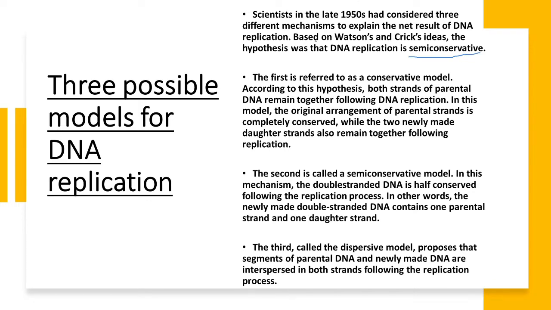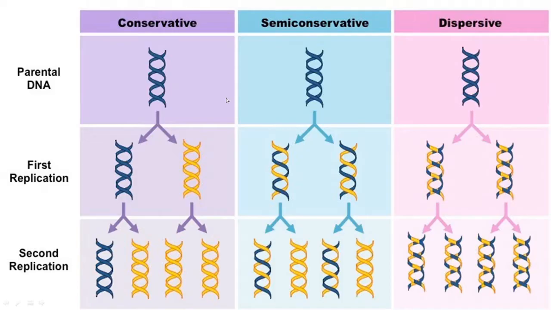So the first one is referred to as the conservative model. According to this hypothesis, both strands of parental DNA remain together following DNA replication. In this model, the original arrangement of parental strands is completely conserved, while the two newly made daughter strands also remain together following replication. Let's see the picture. That is the conservative type.